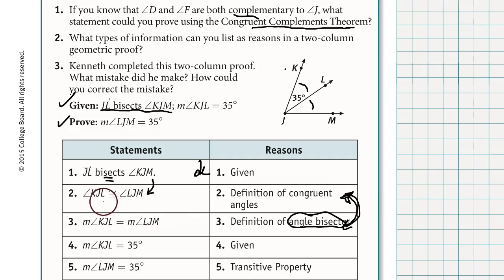Then in the third step, from the statement that the angles are congruent, he wanted to say that that means the measurements are equal. That's the definition of congruent angles. And so that part right there he should have put in the third step. He got his 2 reasons backwards. That was his mistake.